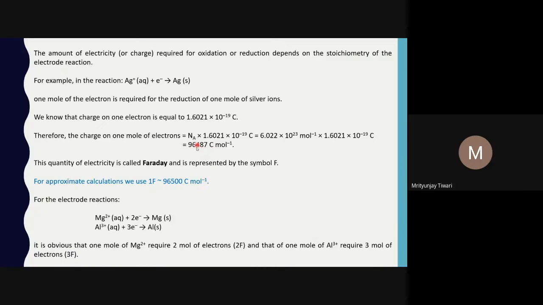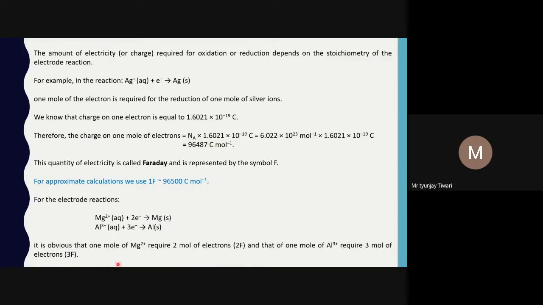So whatever value near this is given, if you take the electronic charge only as 1.602, the value will be a bit smaller. If you consider the electronic charge as only 1.6 into 10 to the power minus 19, the value will be further reduced. But you should remember that this value should not exceed 96,500. It will be slightly lower than that. So for the electrode reactions, as I have explained here, it is obvious that 1 mole of Mg2+ requires 2 moles of electrons, and 2 moles of electrons means 2 equivalents of magnesium are there in 1 mole of magnesium.